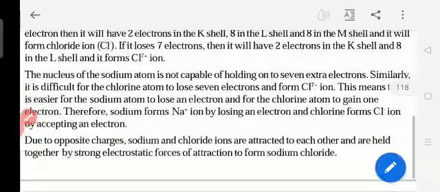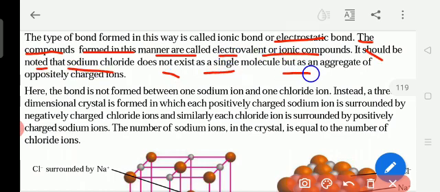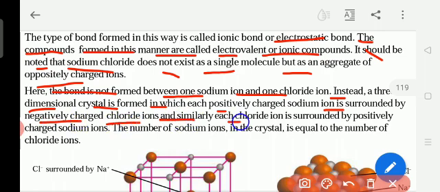sodium chloride. Here you can see the type of bond formed in this way is called ionic bond or electrostatic bond. What is ionic bond? By gaining or losing the electrons, they get the inert configuration. It is called an ionic bond or electrostatic bond. We say electrostatic bond because they are losing and gaining the electrons. The compounds formed in this manner are called electrovalent or ionic compounds.